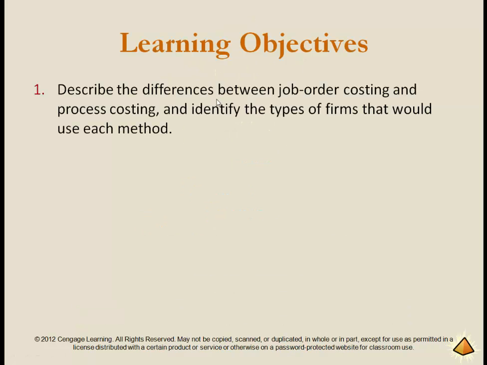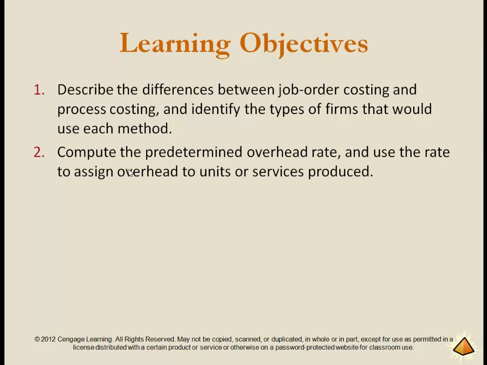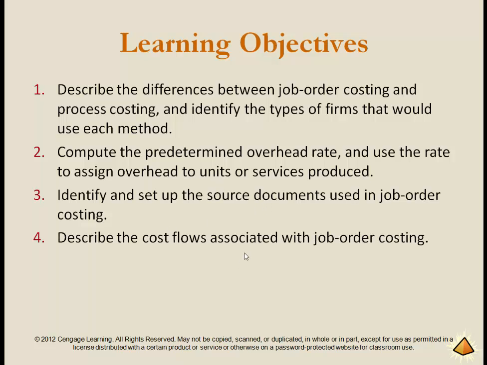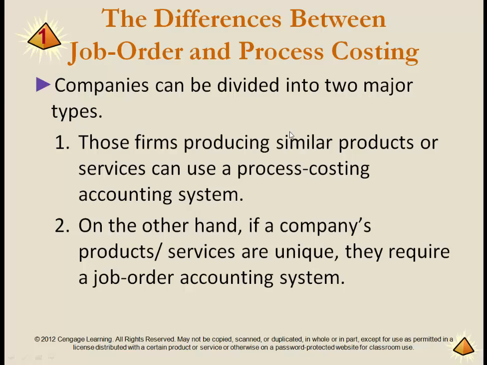Our learning objectives for Chapter 16: we're going to distinguish between job order costing and process costing and talk about the different types of firms and which one uses each method. We're going to calculate a predetermined overhead rate to assign overhead to units or services produced. We're going to identify and set up source documents for a job order cost system. And we're looking at the cost flows for a job order costing system.